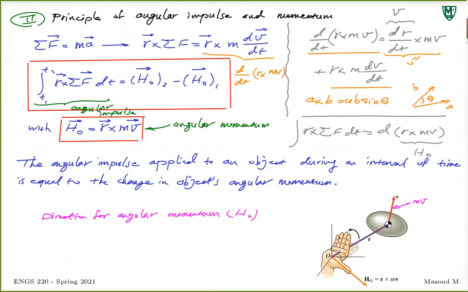Now we have both time and position in play. The right side is the change in angular momentum. So pretty much the principle says the change in angular momentum is equal to the angular impulse applied to an object during an interval of time. Now, this is the general story. Angular momentum is R cross mv. Right? Wherever the object is, cross mv, the velocity of the object.